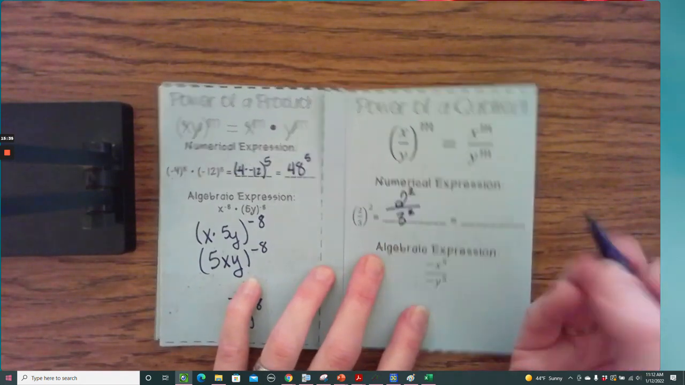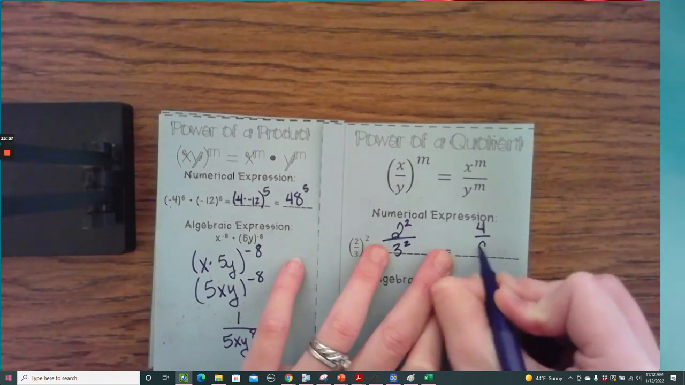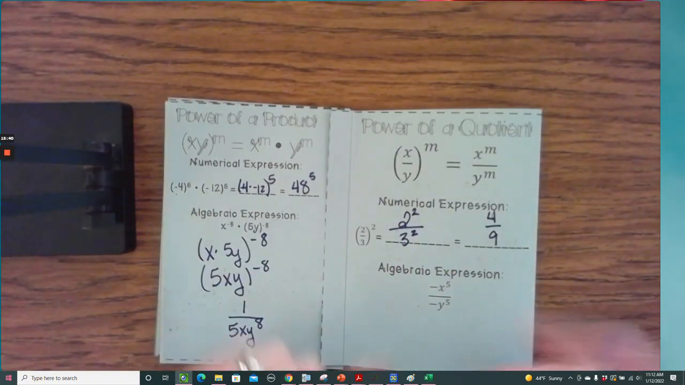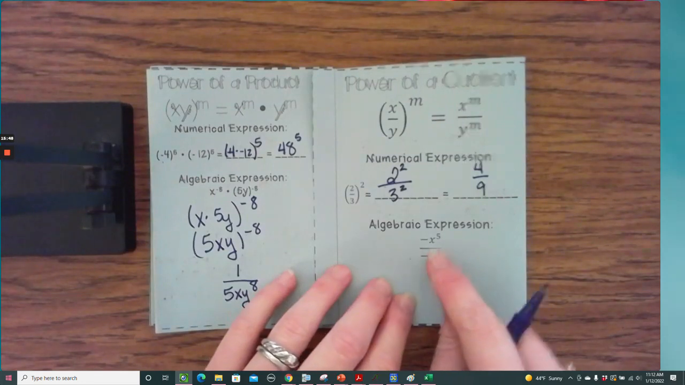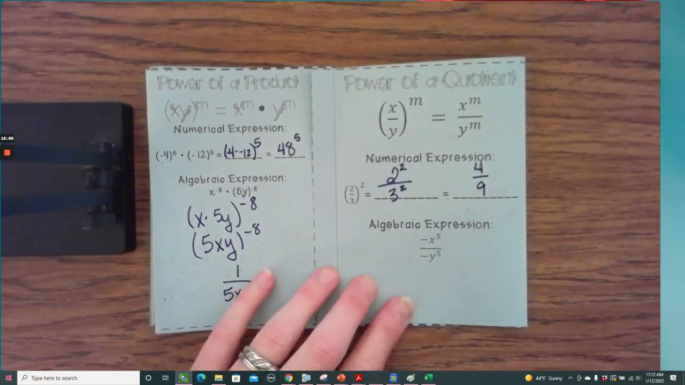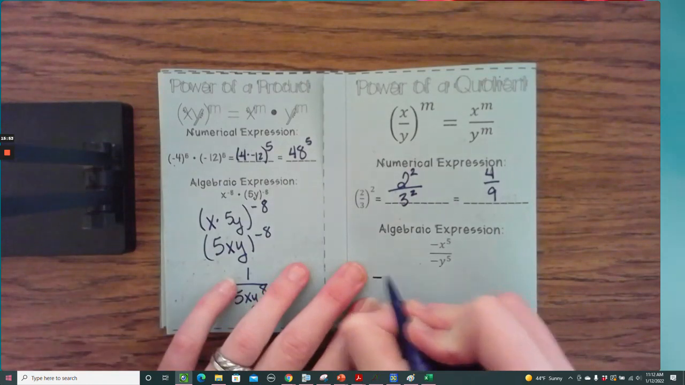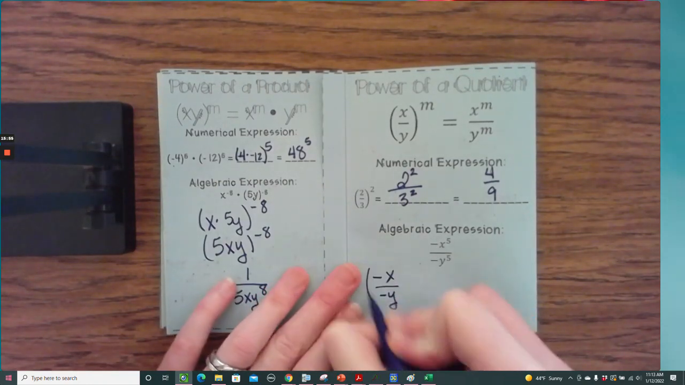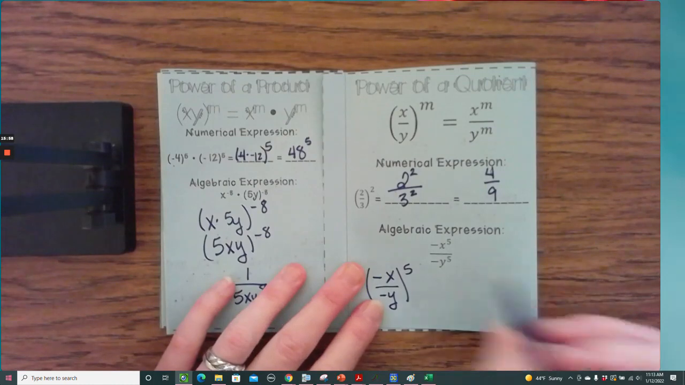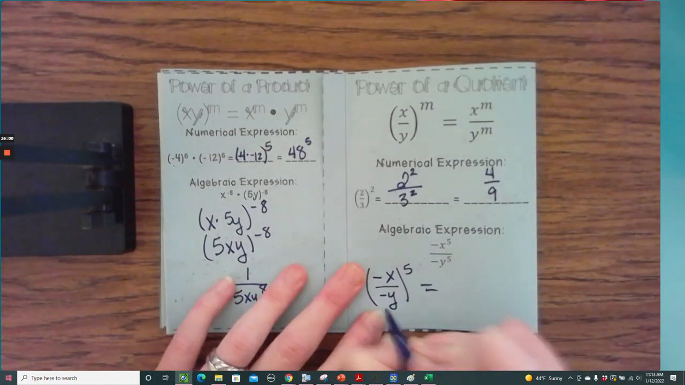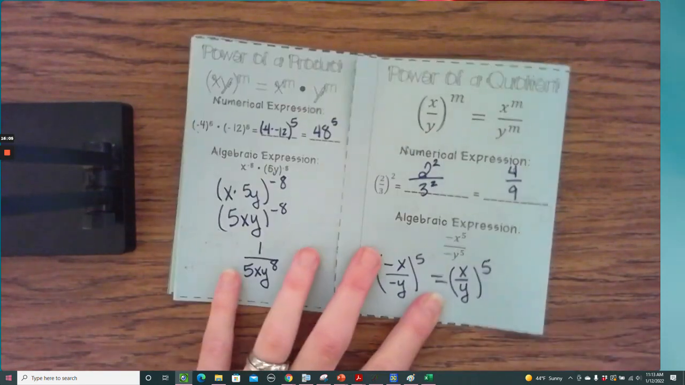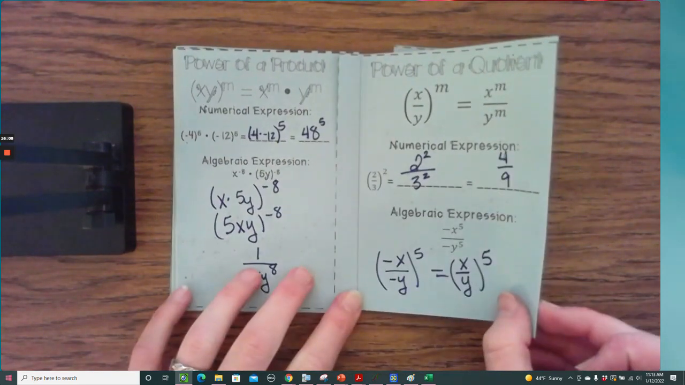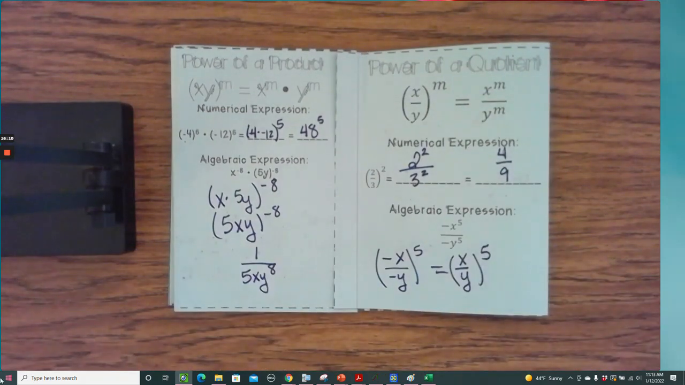So I would have 4 over 9. Okay? In this example here, I've got negative x to the 5th over negative y to the 5th. So my exponents are the same, so I'm going to raise the whole thing to the 5th power. Negative x over negative y to the 5th power. But I can simplify it even further because a negative divided by a negative makes the whole thing positive. Okay? And that is it for these notes.